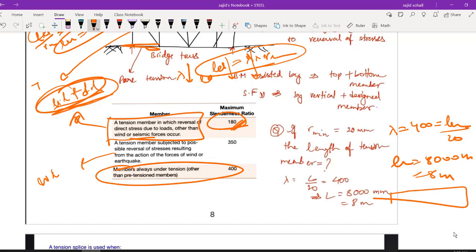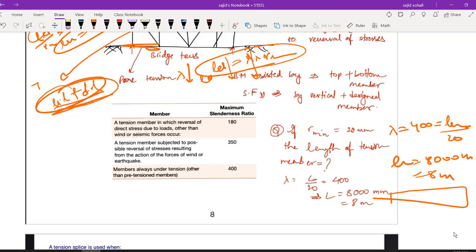If you have a tension member purely subjected to tension, you can have a lambda up to 400. If it is subjected to reversal of stresses due to live load and dead load, then it is 180. If it is somewhere in between, only because of wind load and earthquake load, you will be getting your lambda value as 350. Obviously you can correlate, right?